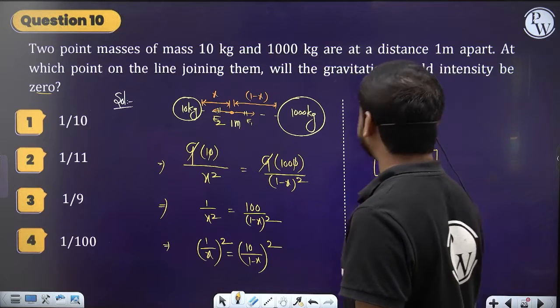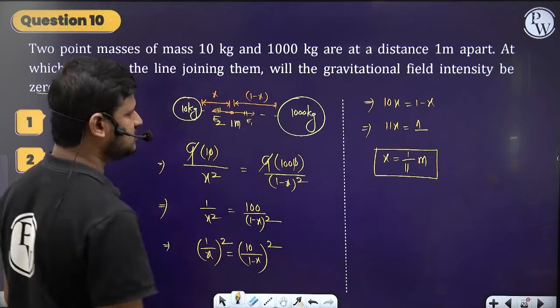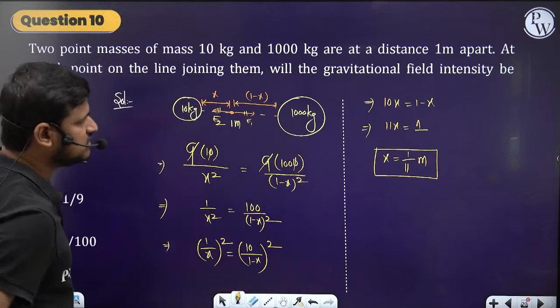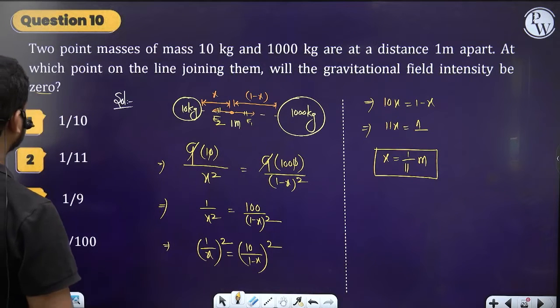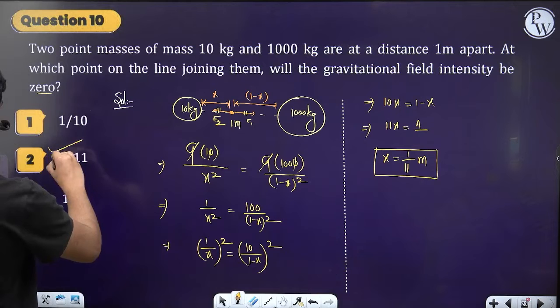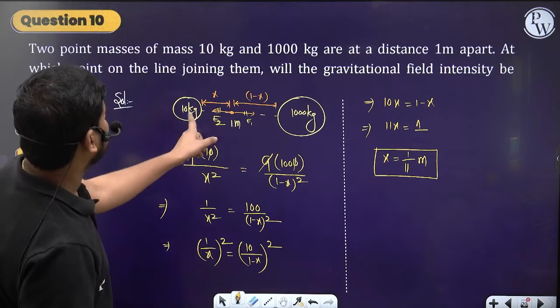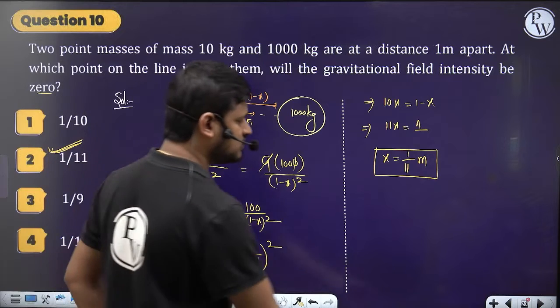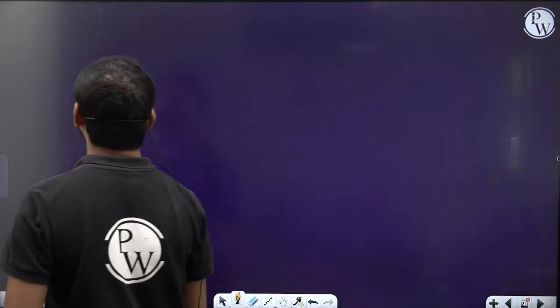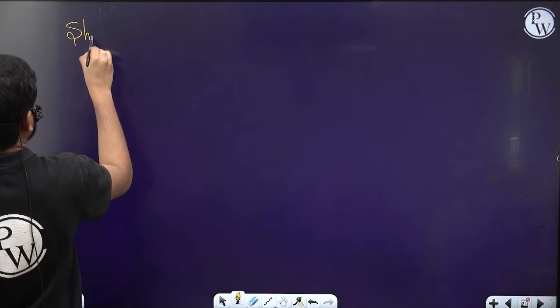So that means at a distance of 1 by 11 meters from the 10 kg mass, the gravitational field intensity can be 0. So at what distance? At 1 by 11 from where? From the 10 kg mass. Okay, so for these questions you can also use the shortcut.